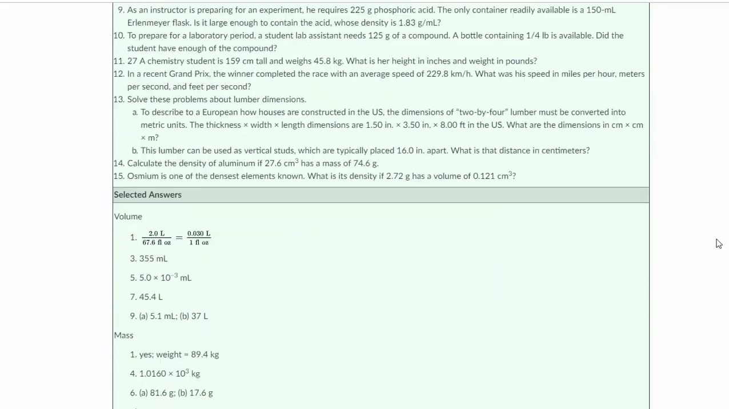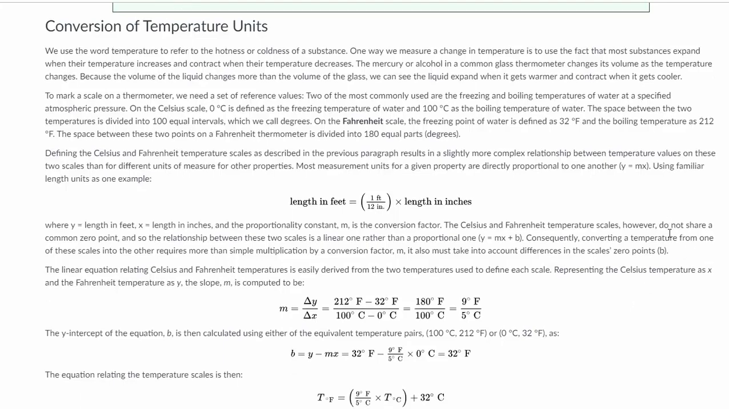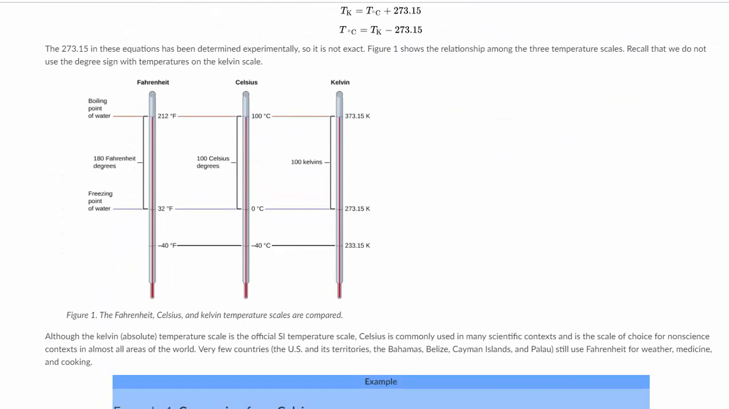Now I also mentioned on a previous page how to convert temperature units, but we'll review them a little bit here. Just as we convert other units, we can convert between our 3 temperature scales, and we do have 3 temperature scales that we're going to look at. We have Fahrenheit, Celsius, and Kelvin.